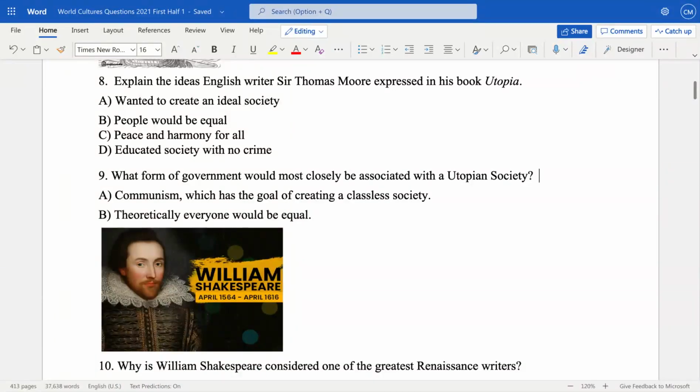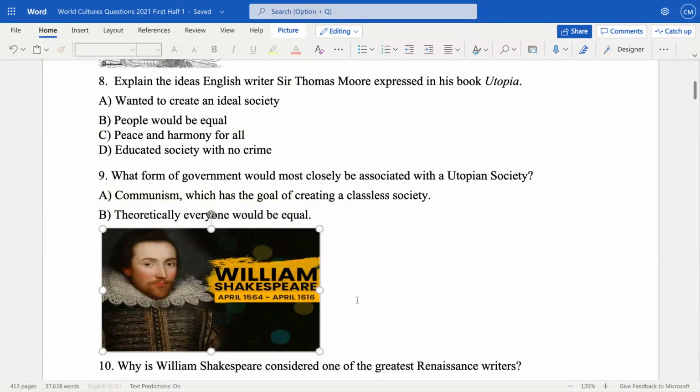Okay, looking at number 10, why is William Shakespeare considered one of the greatest Renaissance writers of all time? Of course, Shakespeare is somebody I'm sure everybody's familiar with. 1564 to 1616 would be the years in which he lived. Of course, he lived a very brief life in comparison to average life expectancy today. But back then it was around that, in your 50s.